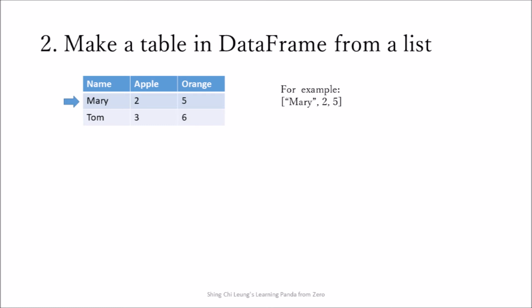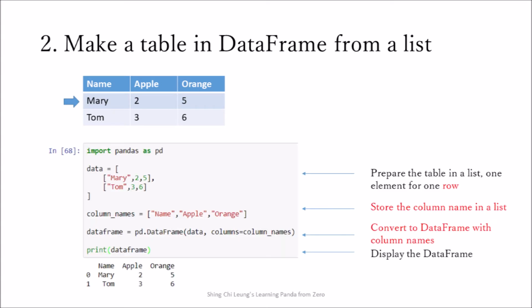Then let's take a look when we pass a list instead of a dictionary to the data frame. In that case, instead of a column, we store the data in a row as an element of the list. For example, to contain the first row, we use a list and store both the index Mary and all the data on the same row, namely 2 and 5. The code is almost identical to the version using dictionary, but you may wonder, where do we pass the name of the columns? Let us examine the code to find the answer.